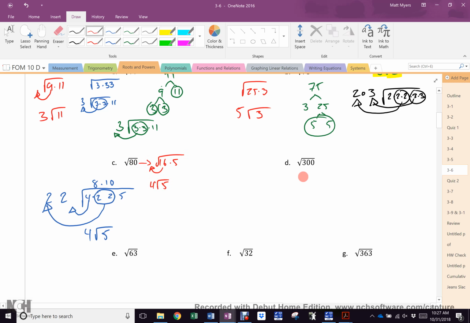D, what's the perfect square that goes into 300? It's 100 times 3. So we can do the expert one, can't we? What's the square root of 100? So what comes out? 10. What did we leave under there? 3. Everybody see? This is what we call an exact answer.